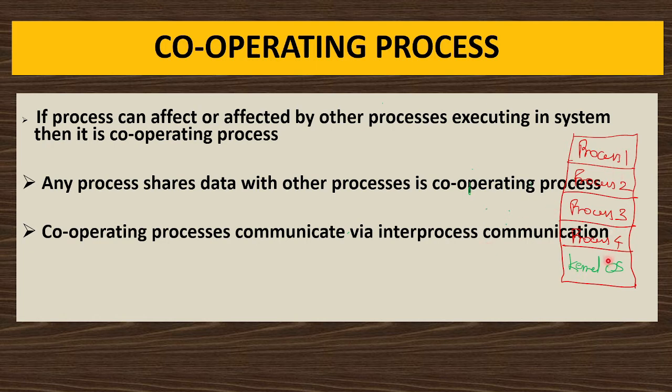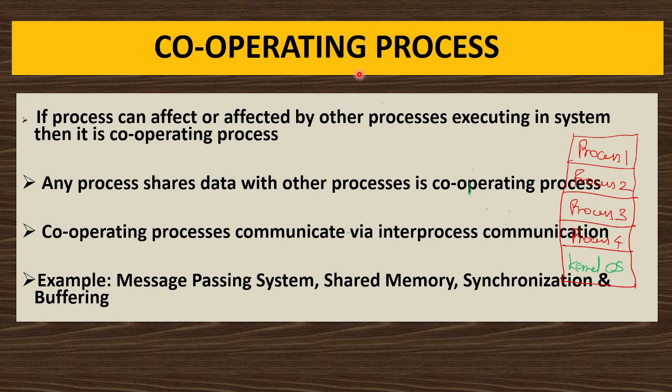Inter-process means process to process communication. Process 1 can communicate with process 2, 3, 4, which are executing at the same time. Then process 2 can communicate with process 1, 3 and 4, which are executing at the same time when process 2 is executing. So such type of communication is called inter-process communication. So examples of cooperating processes are message passing system, shared memory, and synchronization and buffering. Now the main two models of inter-process communication or cooperating processes are message passing system and shared memory. Now what is message passing system and shared memory? We'll see with the example.